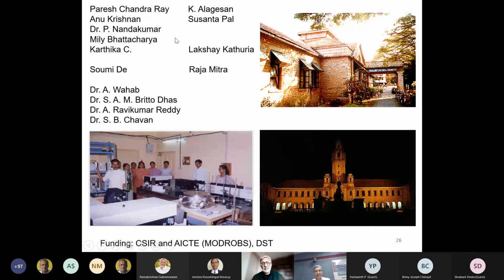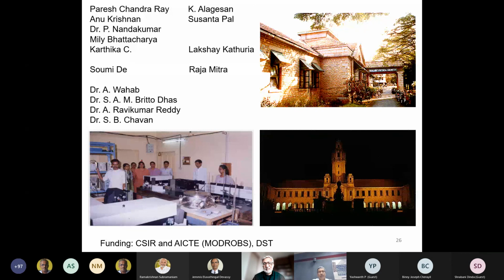Paresh and Allegation, they started the work. Anu and Susanto made us famous with ferrocene compounds. Nandakumar, Mili, Karthika, Lakshay. Now Lakshay, Susanto, Allegation, and Raja, they are from Professor Samuelson's group. Somi, Karthika, Mili, Nandakumar, Anu, and Paresh, they are from my group. And of course, there are other postdocs who worked on this problem, but that were not related to this. Dr. Wahab, Brito Das, Ravi Kumar Reddy, and S.B. Chavan.